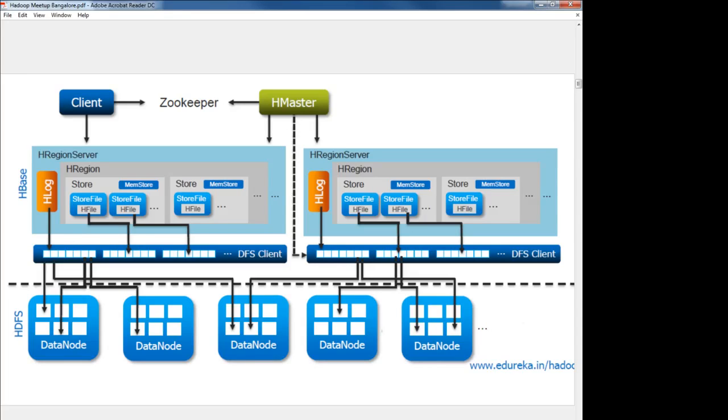In the case of HBase, we have a master which will do all the administration jobs, such as load balancing. If one region server goes down, all the shards that were allocated to that region server will be moved to somebody else. So you have the region servers. This is one thing.